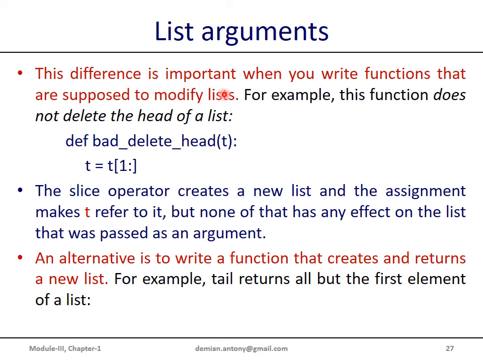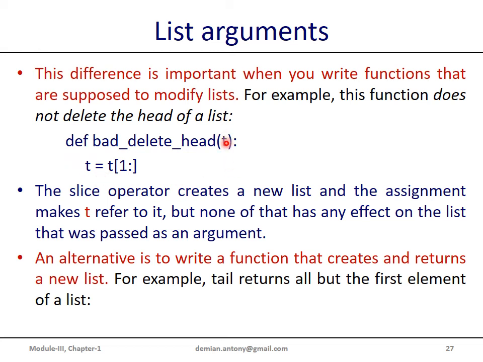This difference is important when you write functions that are supposed to modify lists. So we need to ensure that the appropriate usage of list function modifies the existing list or creates a new list. For example, take this function bad_delete_head, which takes the list parameter T and has a trivial function body, which takes the slice starting from the first element till the end. And this slice operator always creates a new list. This T equals T[1:] creates a new list.